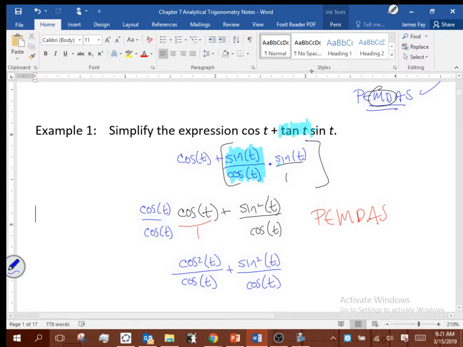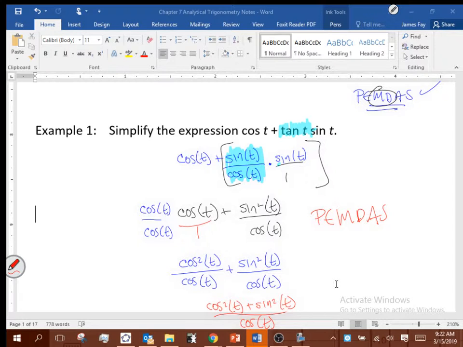Now the purpose of getting that common denominator was so that I could actually do the addition with the numerators, right? So when I do that addition with the numerators, I'm going to get cosine squared t plus sine squared t all over cosine t. All right? And now look what just generated itself. What is that numerator going to become? 1.